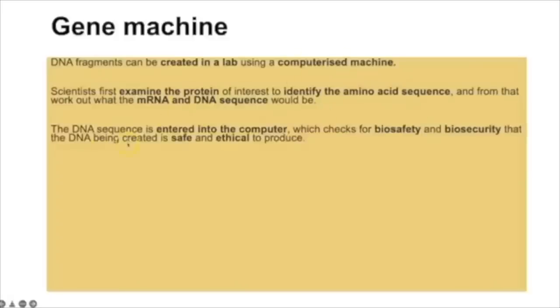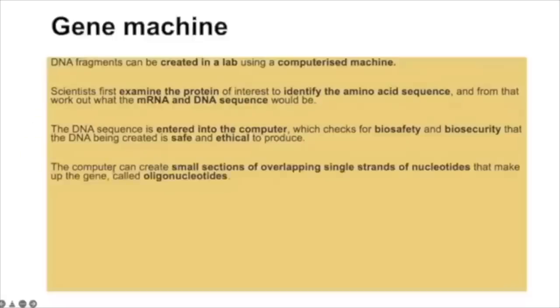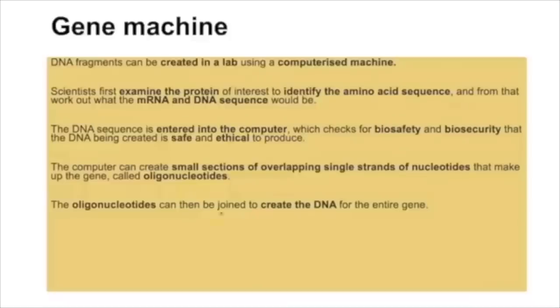You would then enter that DNA sequence into the computer. There'd be checks for biosafety and biosecurity, that the DNA being created is safe and ethical to produce. The computer can then create these small sections of overlapping single strands of nucleotides that make up the gene, and we call those oligonucleotides. The oligonucleotides are then joined to create the DNA for the entire gene.